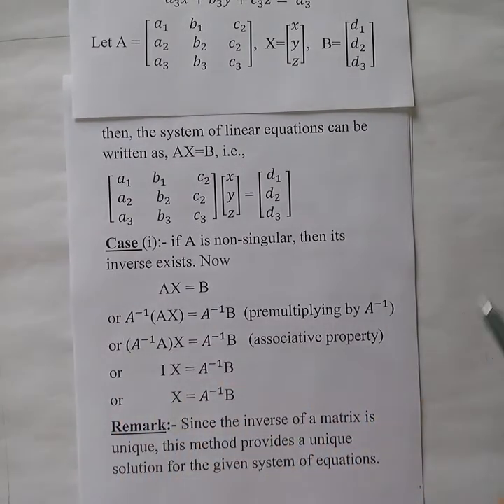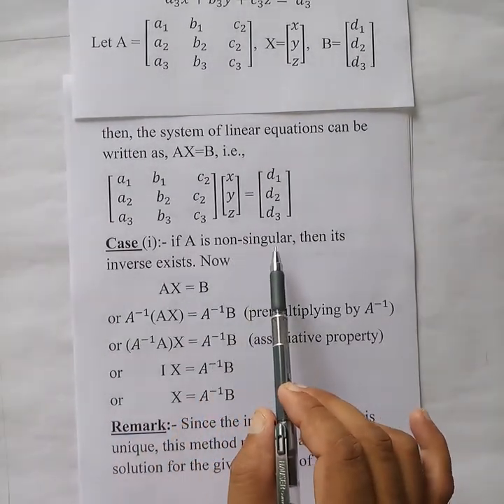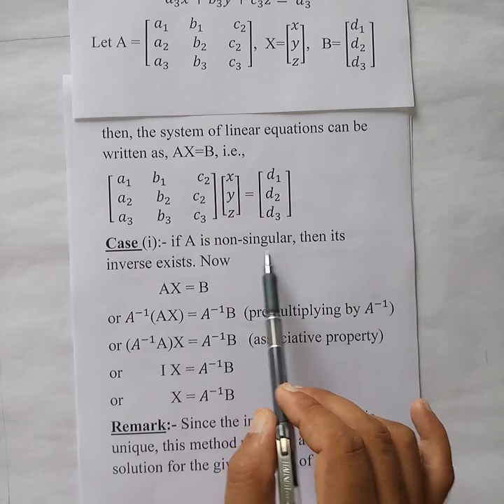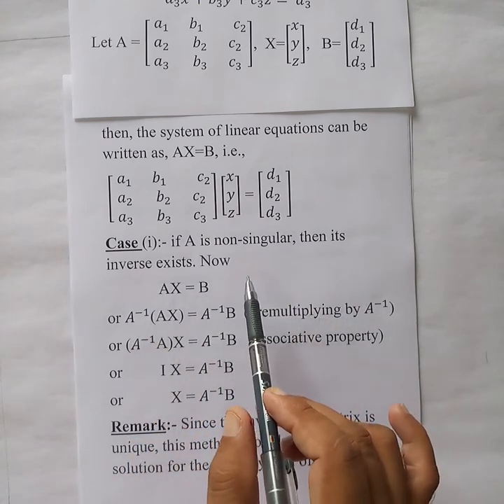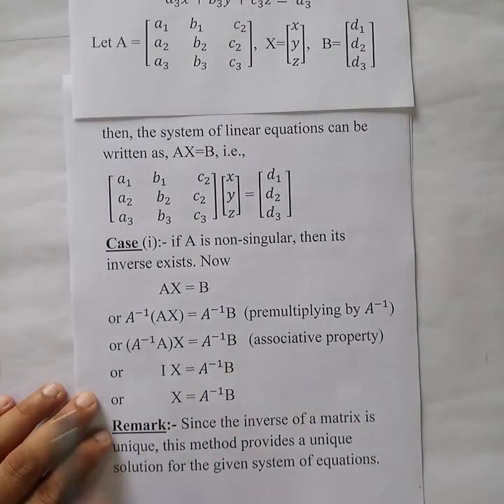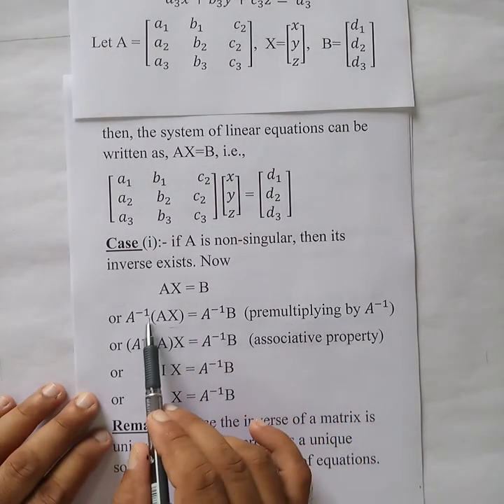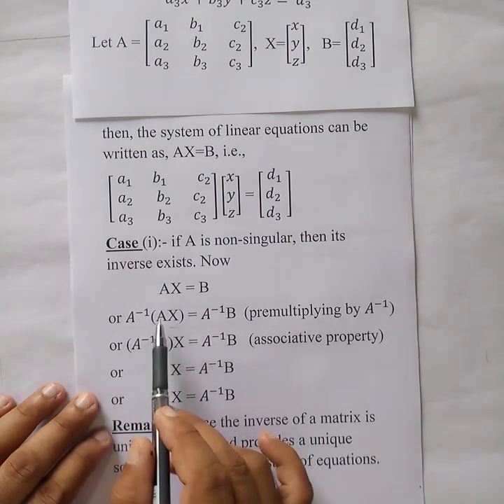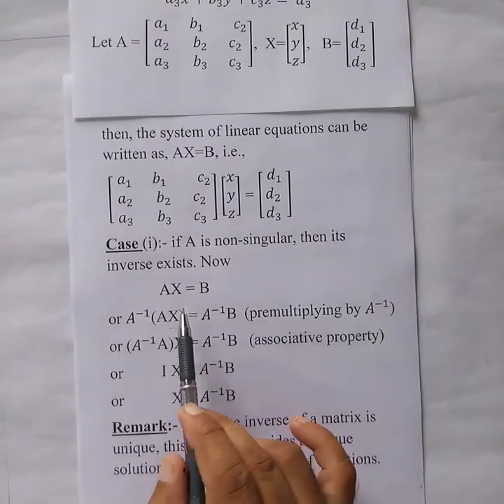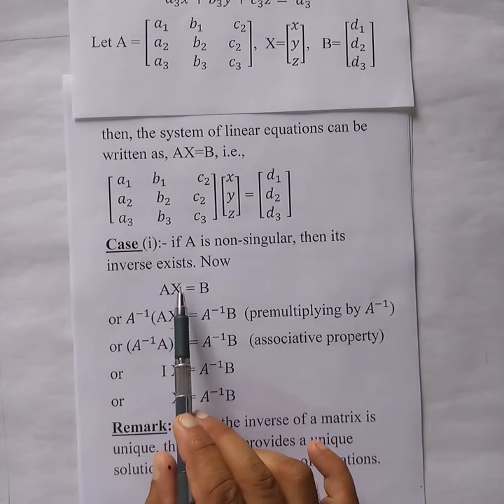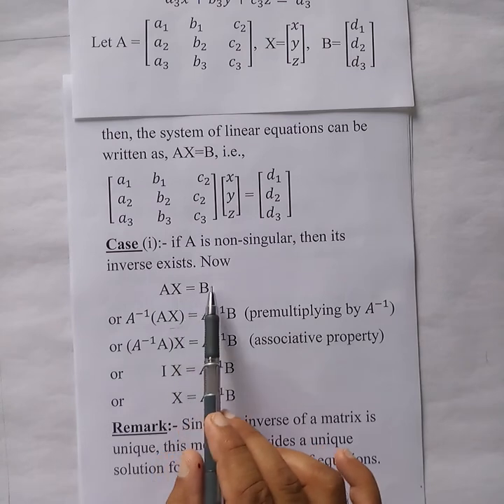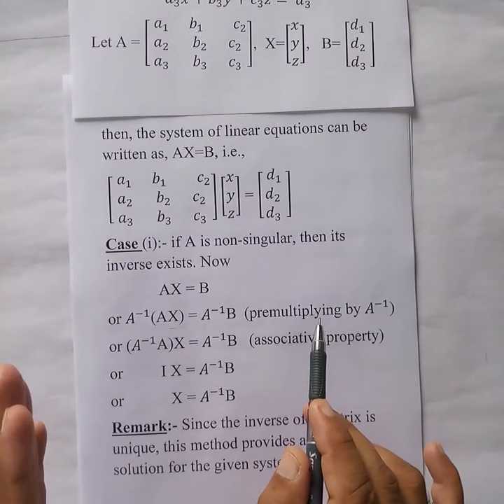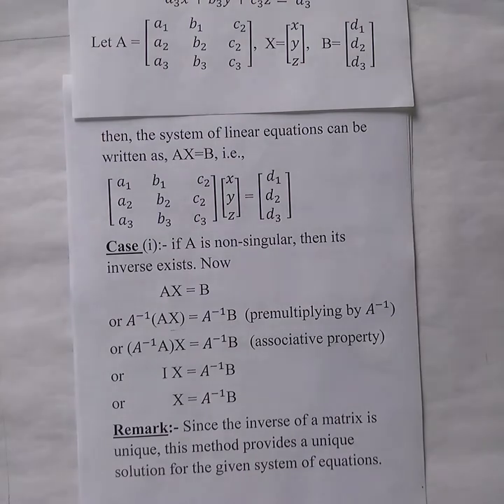Now two cases arise from here. Case 1: if A is non-singular, that is, determinant of matrix A is non-zero, then its inverse exists. Now we have AX equal to B. We are pre-multiplying both sides by A inverse. Pre-multiplying means we are multiplying both sides by A inverse, placing A inverse before these two matrices, since pre means before.